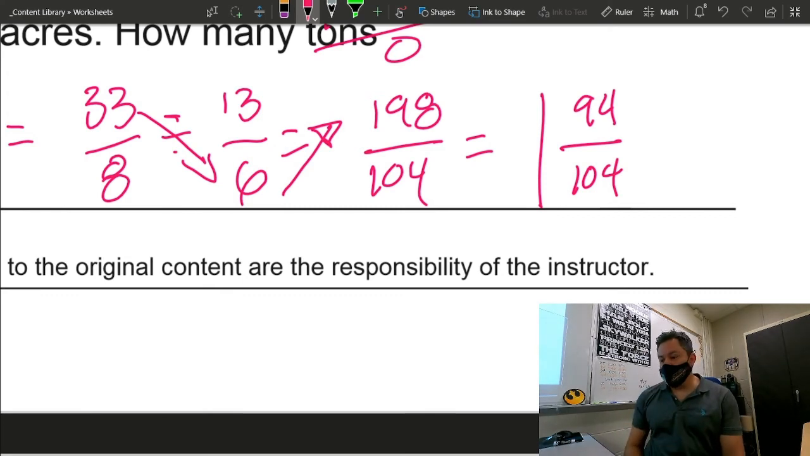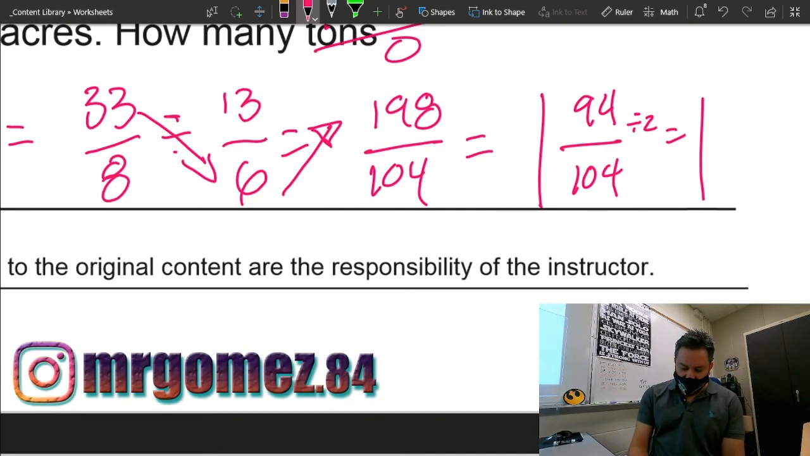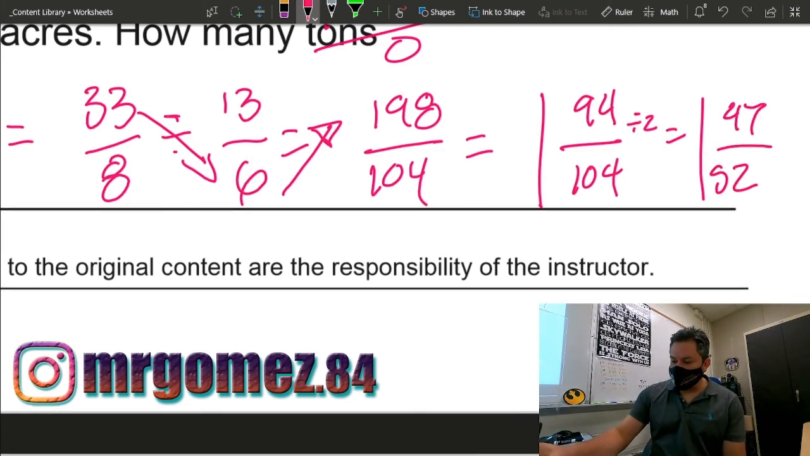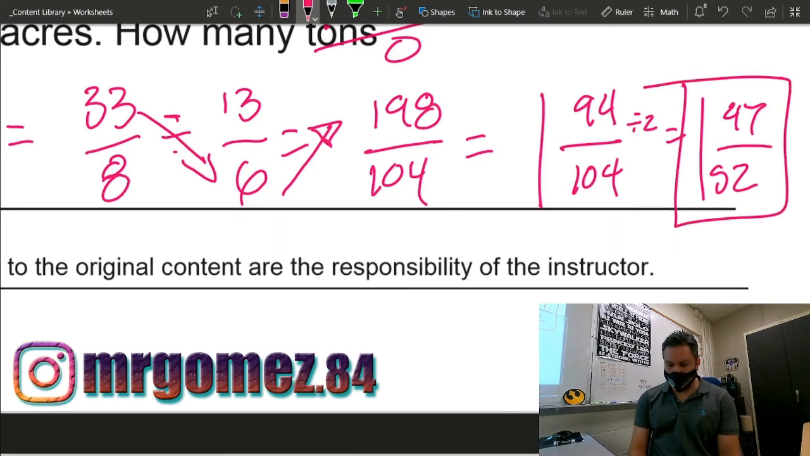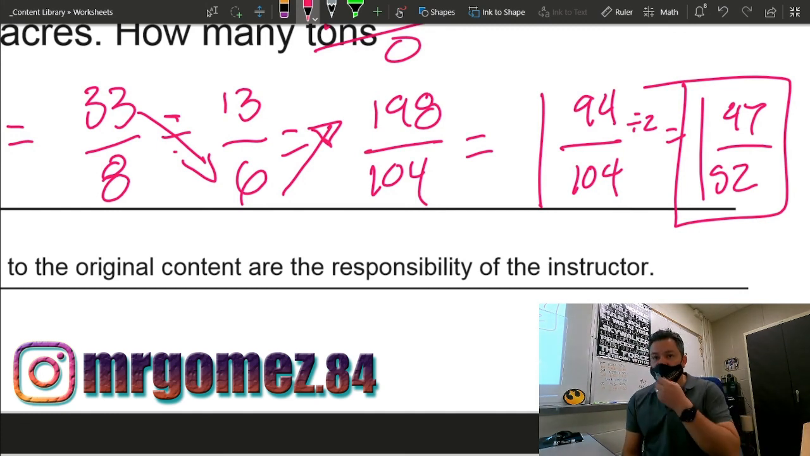Like that. But you can go ahead and simplify. So you can at least divide both of them by 2. So this will be what? 94 divided by 2 is 47. And the bottom is what? 52. And that will be your final answer. 47 over 52.